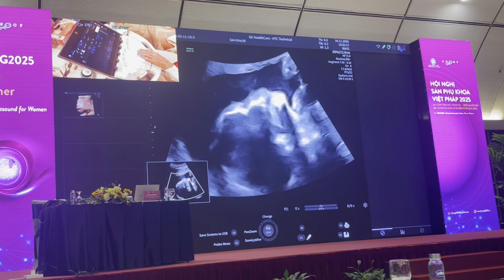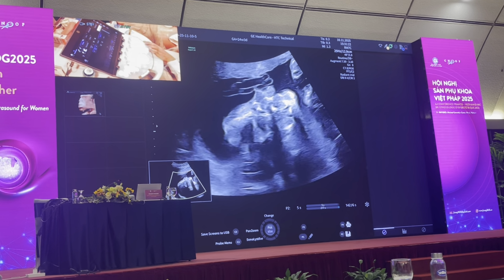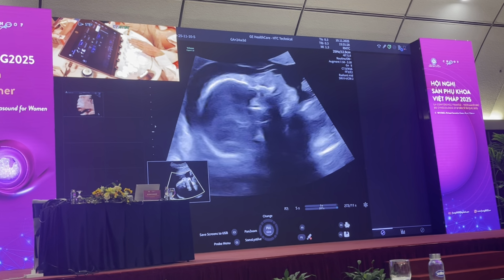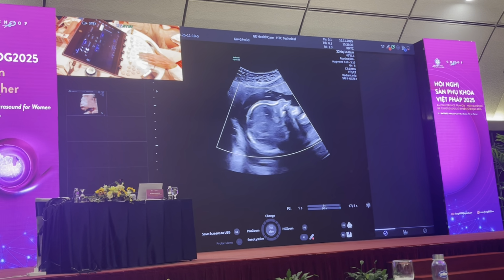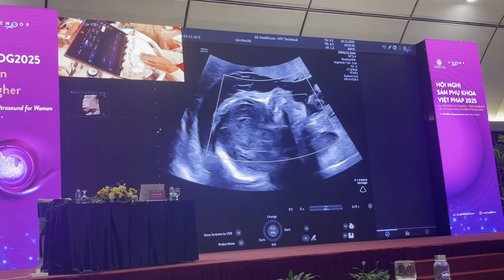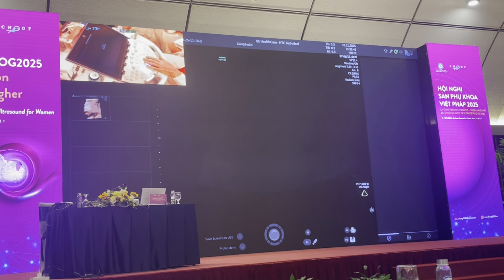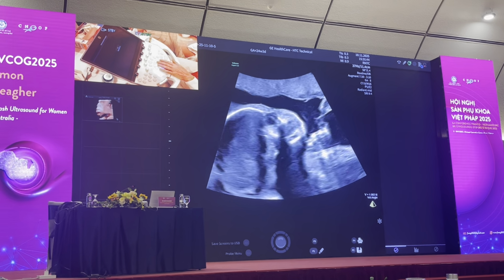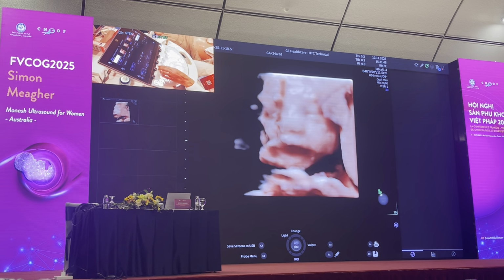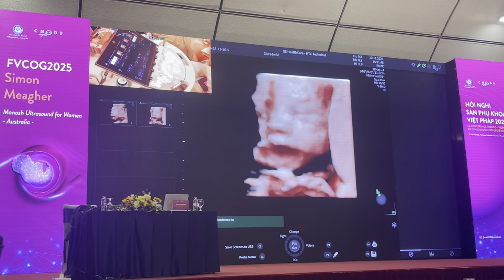I want to spend time just looking at this in the 2D as well. I want to see the nasal bone. I want to see the normal nasal bone. Again, you can see a mild degree of micrognathia, which is a real finding.